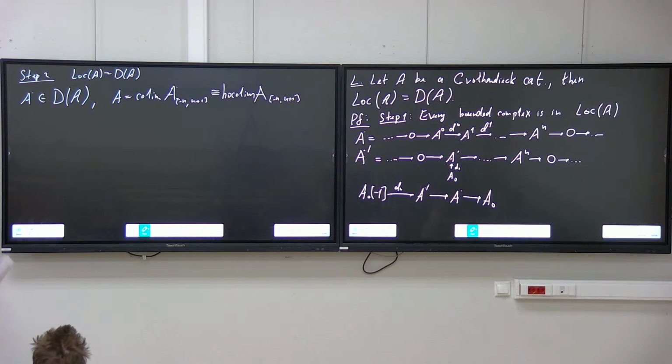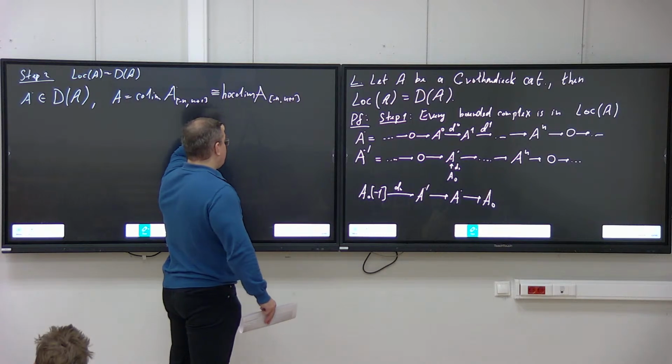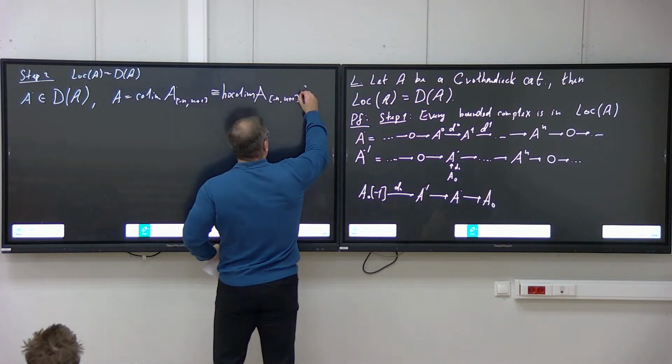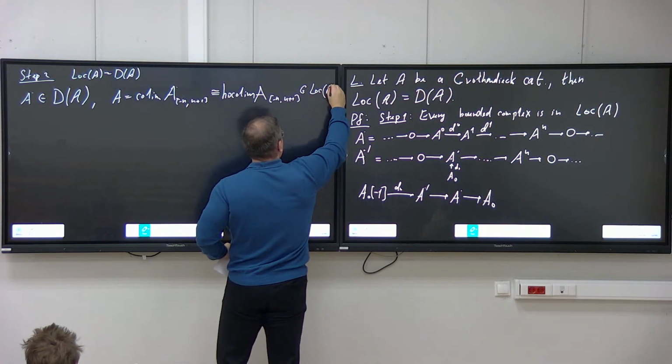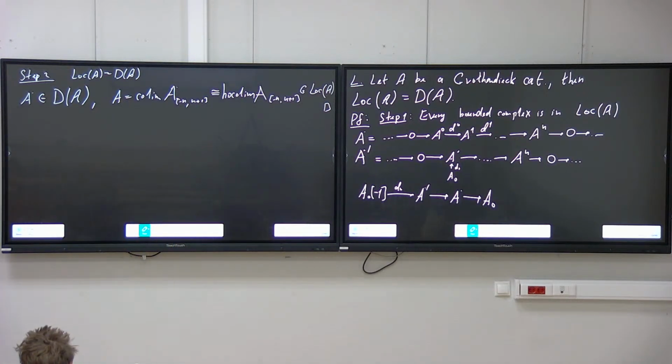Namely, these maps are split monos. Hence, colimits can be identified with homotopy colimits. But the homotopy colimit of objects which are in the localizing subcategory is, of course, in the localizing subcategory. Yeah, that's the end of the proof. Does it make sense? We presented this as a homotopy colimit of objects that we already know are in the localizing category. Because you have the distinguished triangle that defines the homotopy colimit, the two terms which are coproducts are in the localizing subcategory by definition.